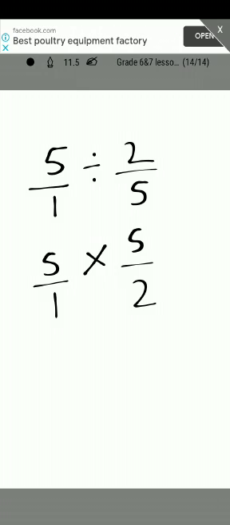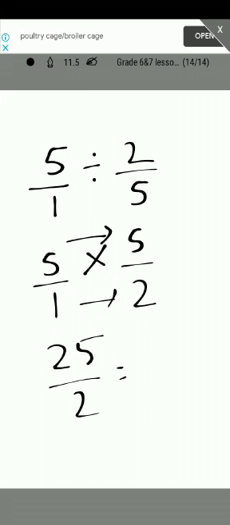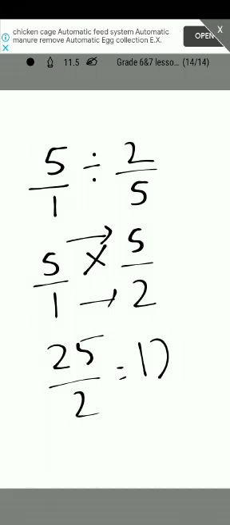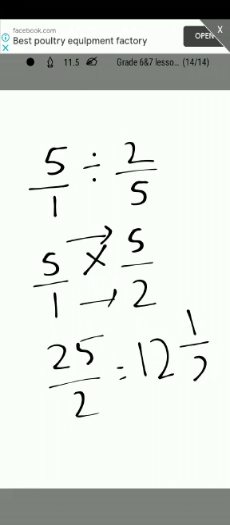Over here again, check whether you can simplify or not. You cannot simplify here, because the numbers don't have a common factor, so we will just straight multiply. 5 times 5 is 25 and 1 times 2 is 2. This fraction is an improper fraction, so you can write the answer as a mixed number. You divide 25 by 2 and you will get 12 whole 1 upon 2 as your answer.